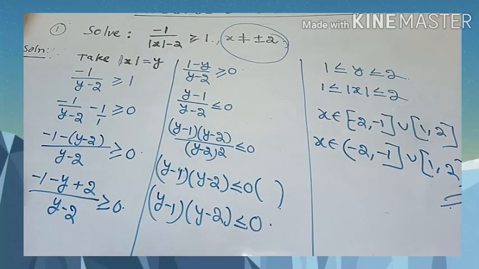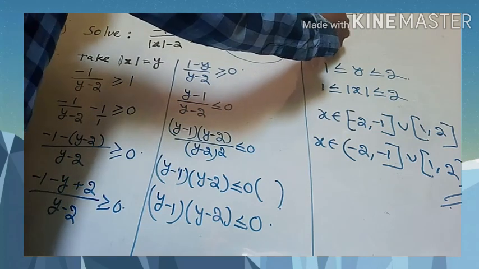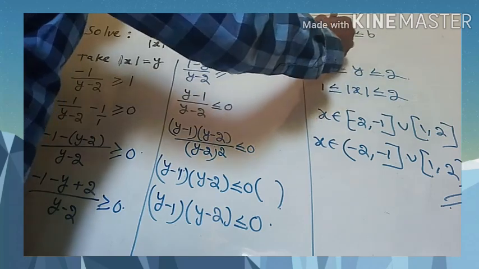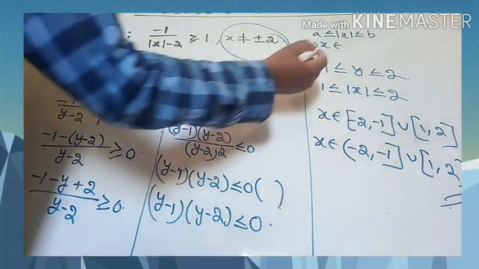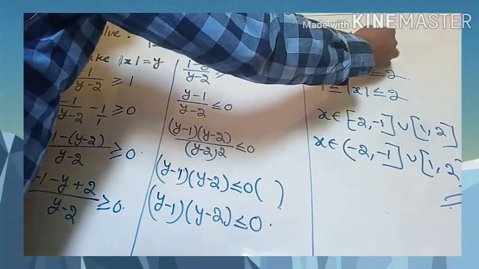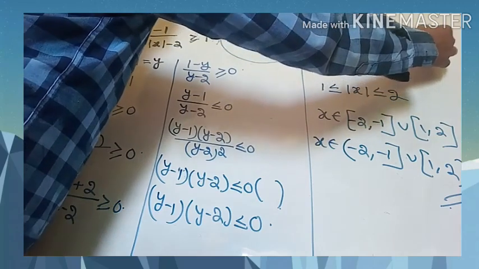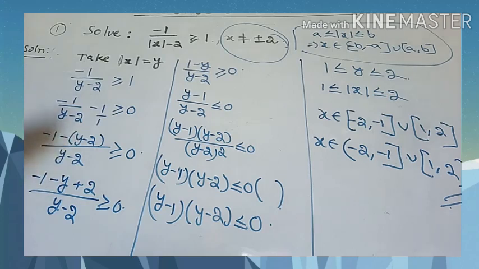My dear students, this is the way we do this nice problem. The result we used is: if a is less than or equal to mod x less than or equal to b, then x belongs to minus b comma minus a union a comma b. This result was already discussed in our class.